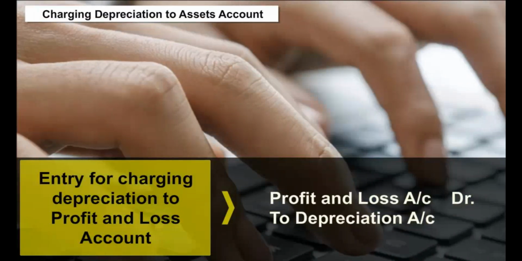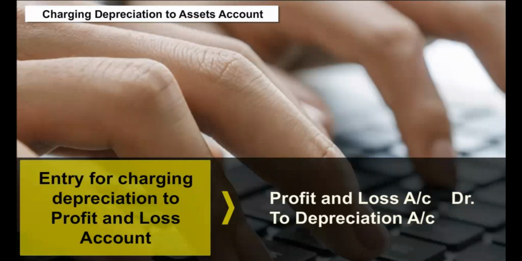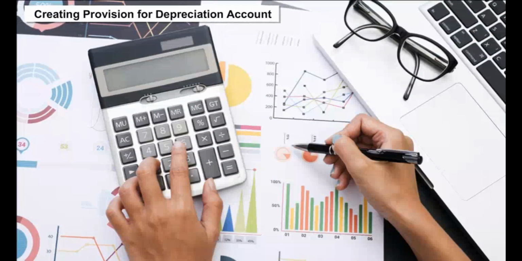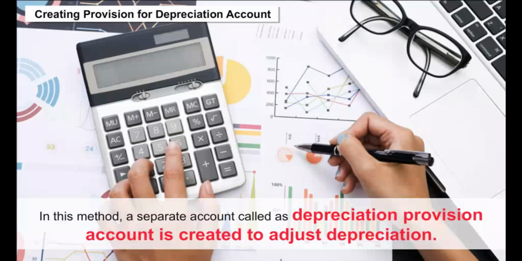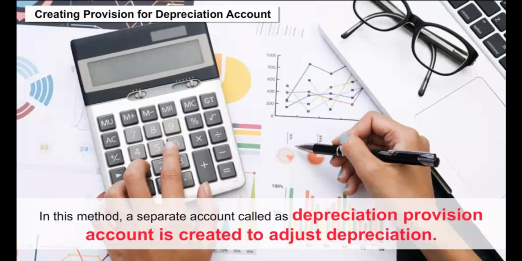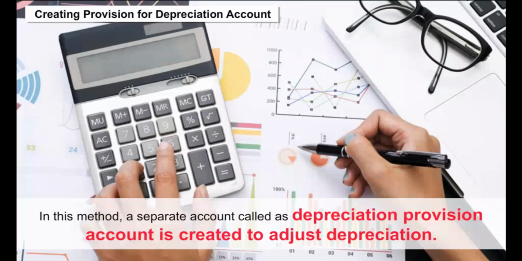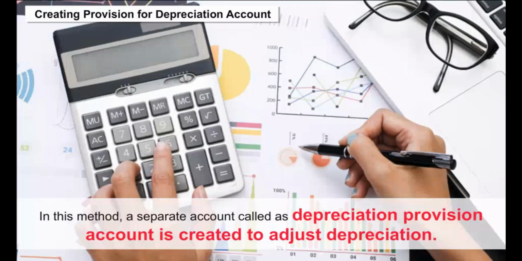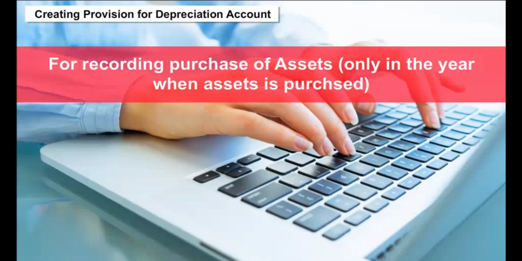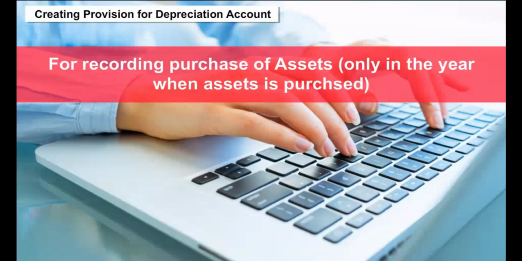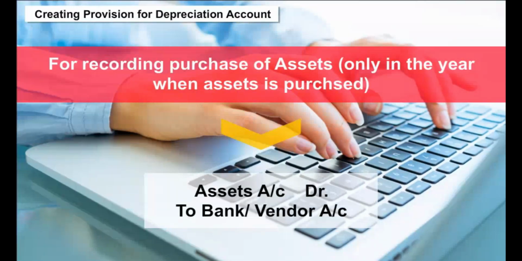In balance sheet, the assets will appear after deducting depreciation from the cost of assets. Creating provision for depreciation account. In this method, a separate account called depreciation provision account is created to adjust depreciation. The entries that would happen in journal account would be for recording purchase of assets only in the year when assets is purchased, assets account debit to bank or vendor account.